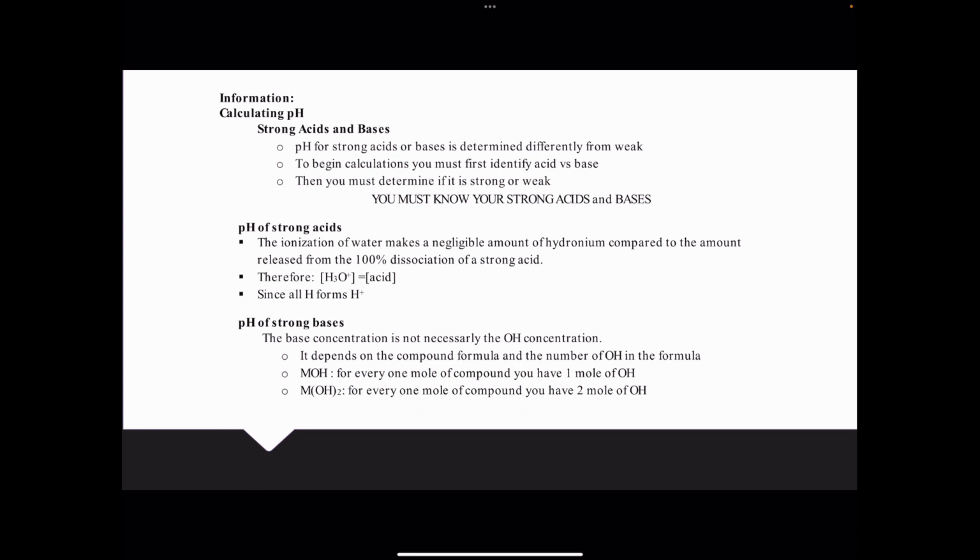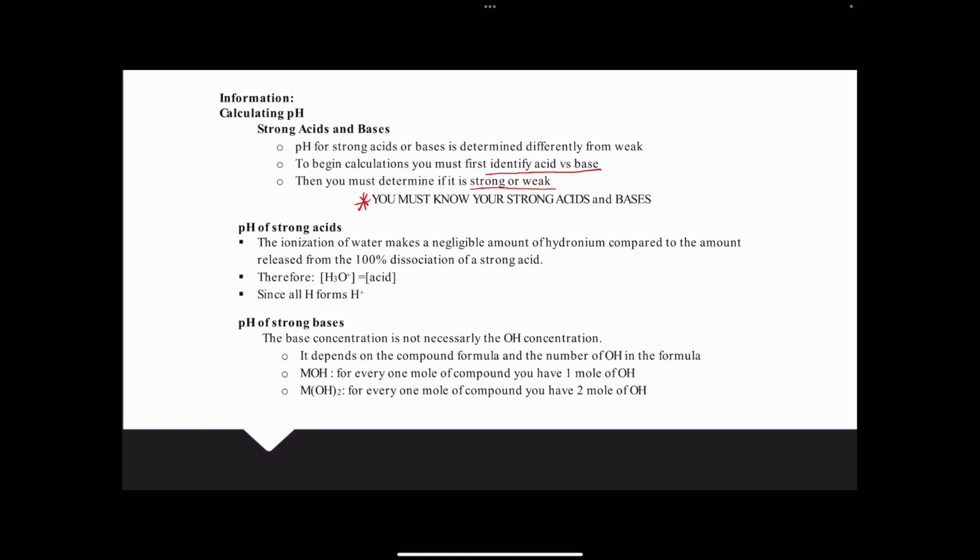So when we talk about our strong acids and bases, pHs for these is determined very differently from weak. In order to do any calculations in this chapter, we've got to first start off by identifying our substance as an acid or a base. Then we have to determine, is it strong or weak? And the way we do this is we have got to know our strong acids and bases.